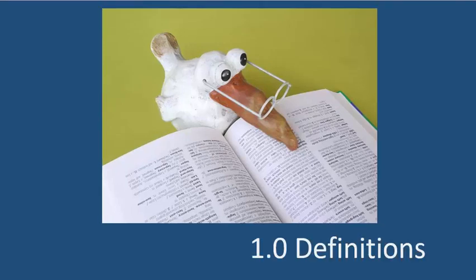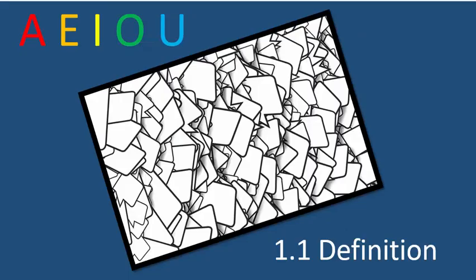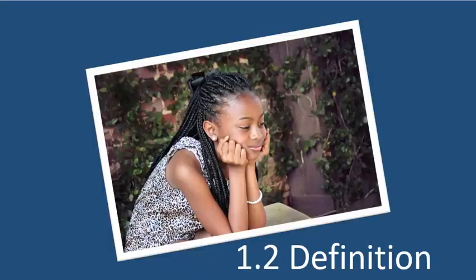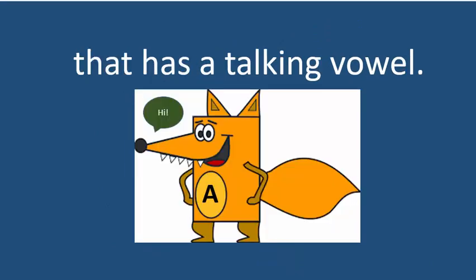The first section gives 2 definitions of the concept of a syllable. The first definition states that syllables are units of spoken language consisting of an uninterrupted sound formed by a vowel sound alone or a vowel sound with 1 or more consonants. Now let's put this in student-friendly terms. A syllable is a word or part of a word that has a talking vowel.